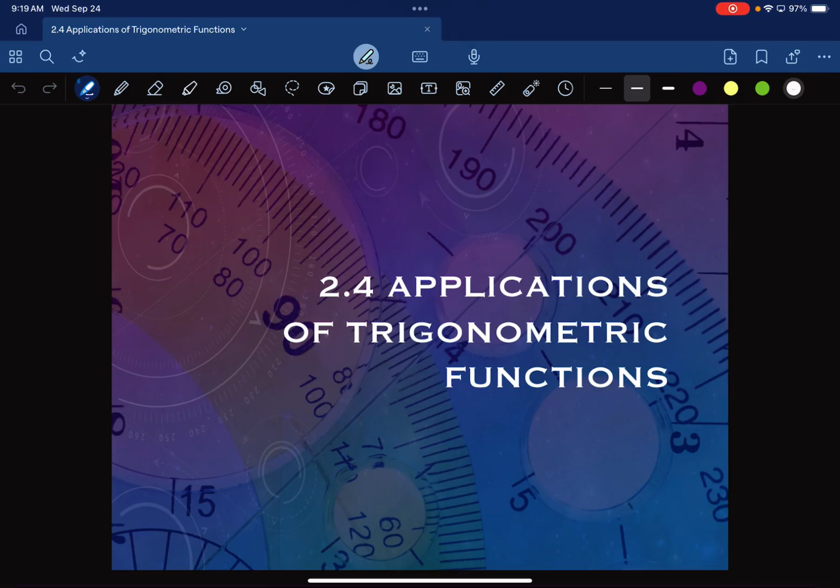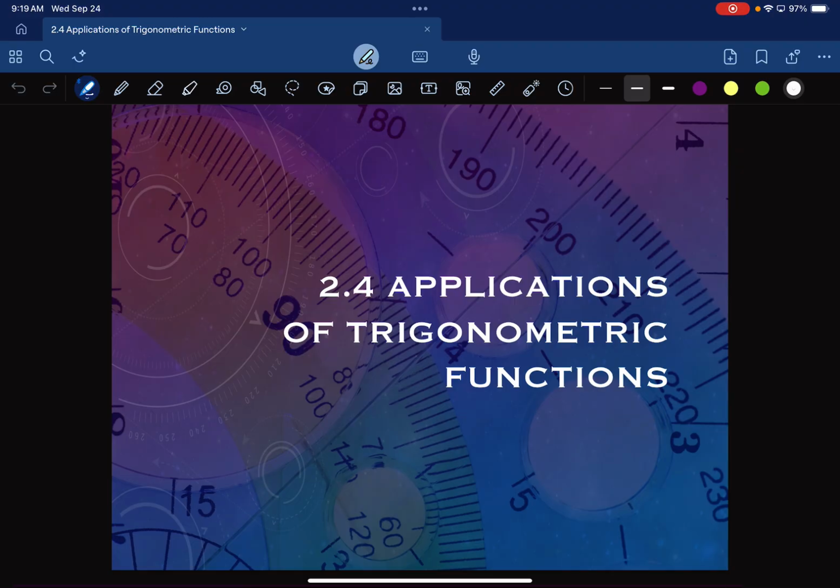2.4 is Applications of Trig Functions. You might notice that section 1.4 also has something to do with applications. So we've got another applications section coming up here. And in this section, what we're going to be taking a look at is using triangles to find quantities that we maybe can't measure directly, which is very similar to what we did in section 1.4.